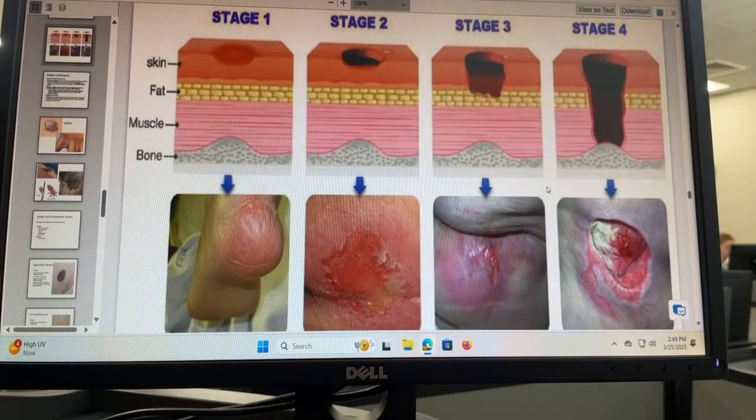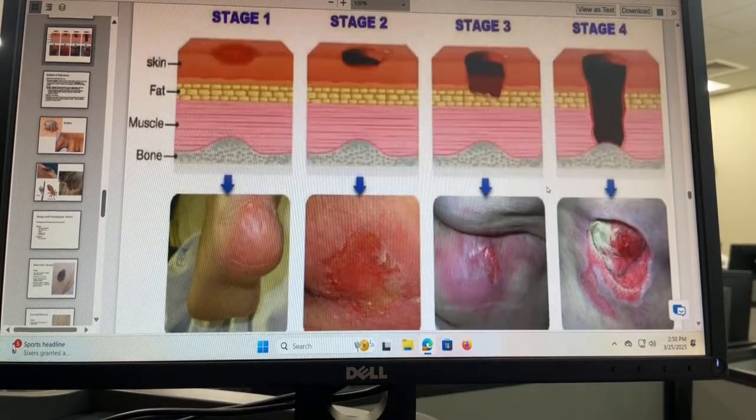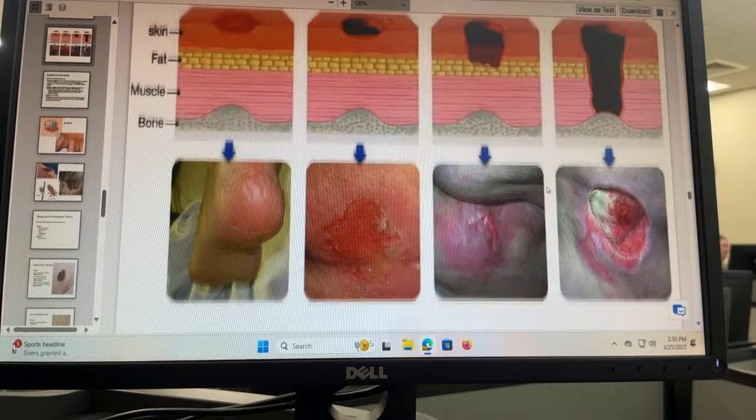Here again is another picture with actual skin. So stage 1 on the far left, just the red heels, the blood circulation has been cut off for a minute. Stage 2, the first layer of skin has died. Stage 3, it's now going into the fatty layer, and then stage 4 is all the way down. That white part you can see is the bone. So very sad.